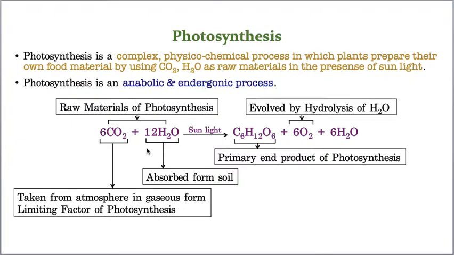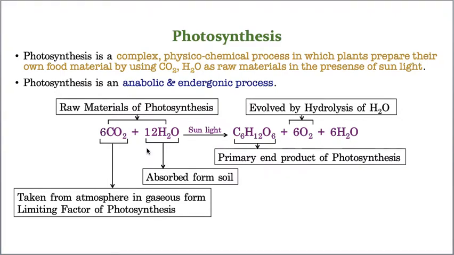What is the meaning of anabolic? You need to go back to your first chapter, the living world. Hope you remember, I explained metabolism. What is metabolism? The sum total of all the chemical reactions that take place in the body is called metabolism. You remember that? If you take one organism, however many chemical reactions are taking place in that organism, the sum total of all those chemical reactions is called metabolism.